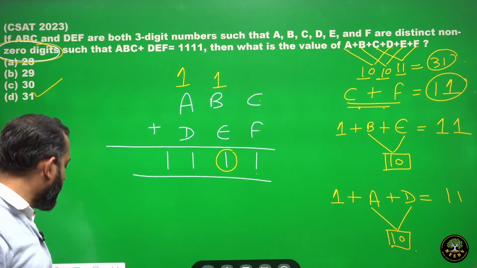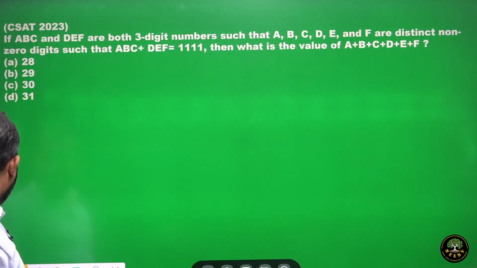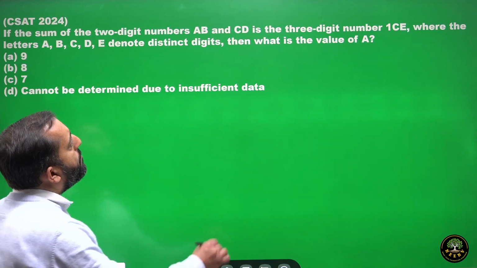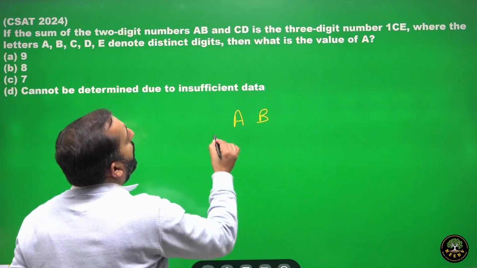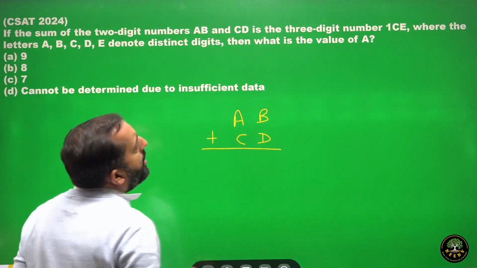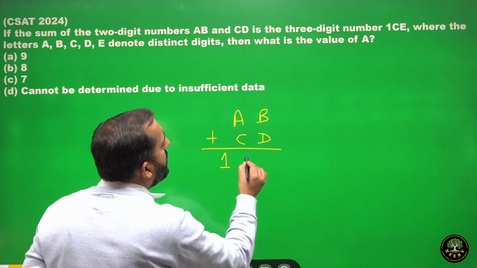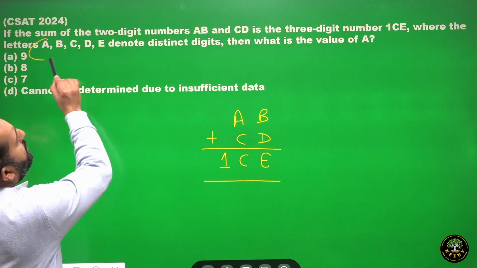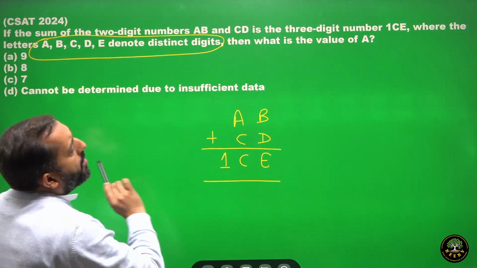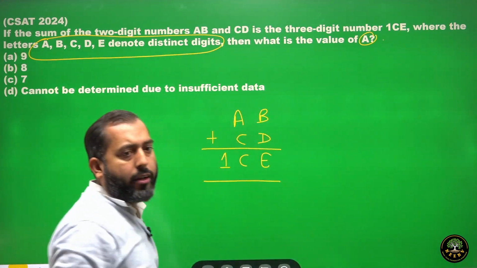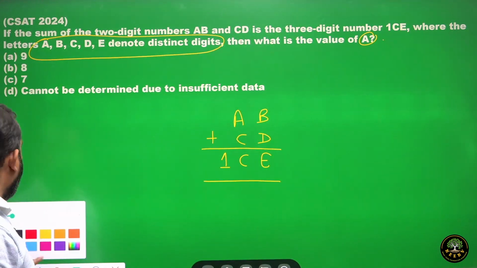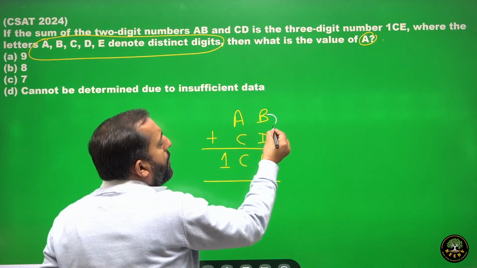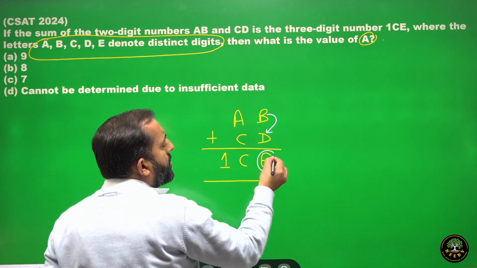Let's move on to the next question. Okay. Now the next problem is this. It says if the sum of two-digit numbers AB plus CD is a three-digit number 1CE, where the letters A, B, C, D denote distinct digits, then what is the value of A? Now listen to me carefully. Now in this case, B plus D is producing E in the result.